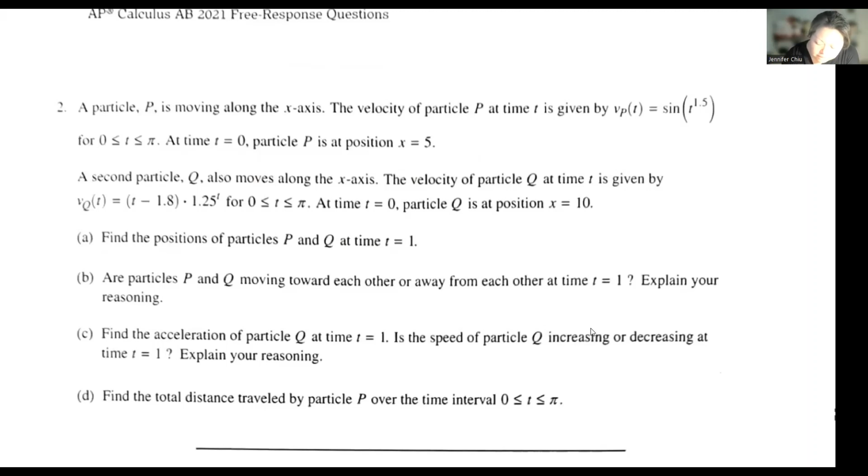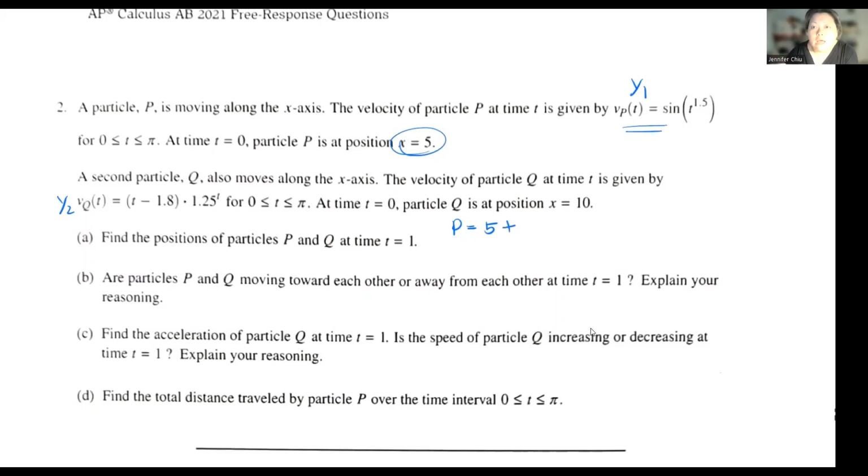So first thing I would recommend is you put this in as y1 and put this in as y2 because we're going to use this in a minute, okay? Find the positions of P and Q at time equals 1. So we have to take into account that you actually have some starting points. So for particle P, you started at 5 because that's your starting point. Then your velocity is given by this.